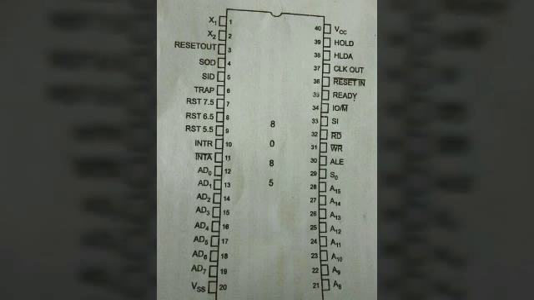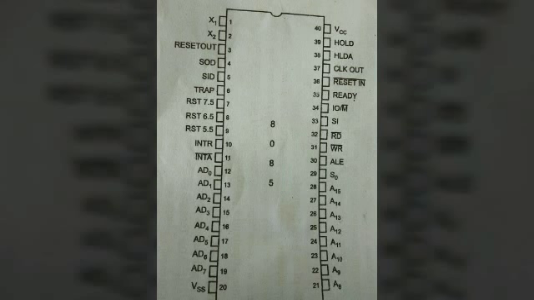Next, S0 and S1. These are status signals and are used to identify various operations, that is the type of machine cycles, either opcode fetch, memory read, memory write, I/O read or I/O write, interrupt acknowledgement, halt, hold and reset. All the types can be identified and represented by using S0 and S1.